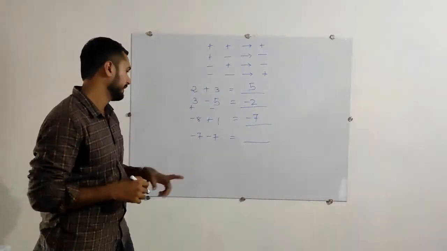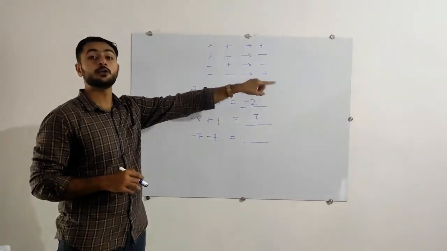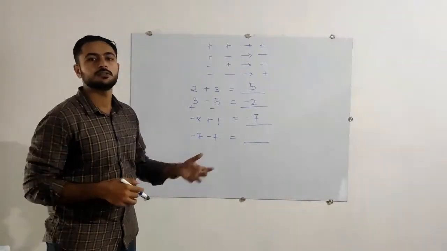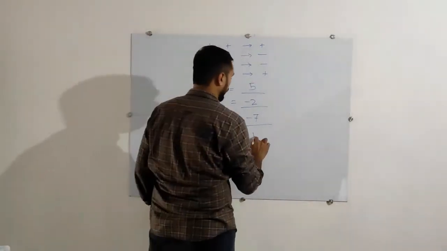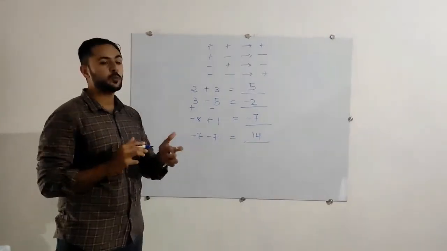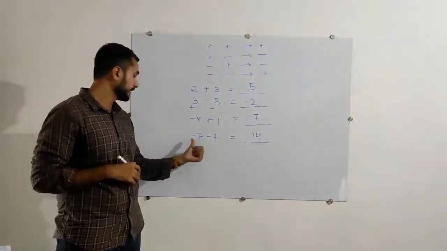Minus 7 minus 7. Minus minus. Minus minus is plus, it means we will do the addition. We will do the addition for 7 and 7. 7 plus 7, that is 14. Now for the 14, I have to put the sign of the bigger number. Which is the bigger number from this? This 7 or this 7?